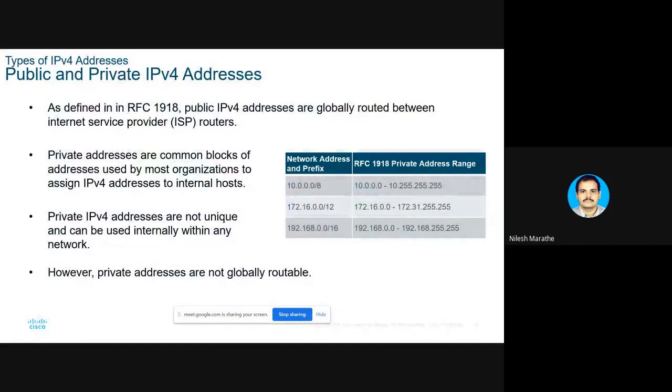Types of IPv4 address: public and private. So these are the ranges defined for the private. This is RFC 1918, by IANA, which defines the numbering scheme of our IP addresses. So this has been defined here as the private IP range. This is very much important. 10.0.0.0 to 10.255.255.255, that is the class A private address.